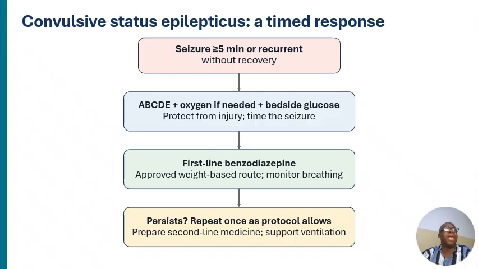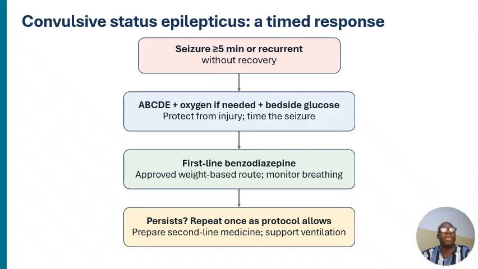Okay, give the approved first-line benzodiazepine using a weight-based intravenous, buccal, intranasal, or rectal route according to the current hospital protocol. Watch breathing continuously. If the seizure persists, repeat once if the protocol allows it, but do not keep giving benzodiazepine indefinitely. Prepare the approved second-line anti-seizure medication and be ready to support ventilation. Do not insert a spoon, finger, or other object into the mouth. Do not restrain the child forcefully.